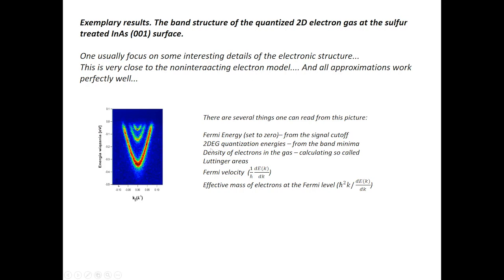Then you can see the 2D quantization energies from the band minima here.